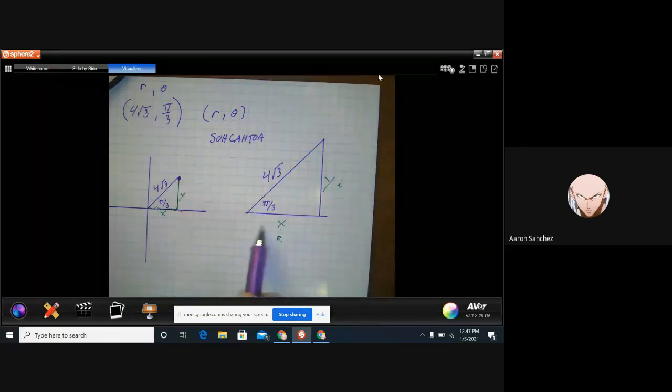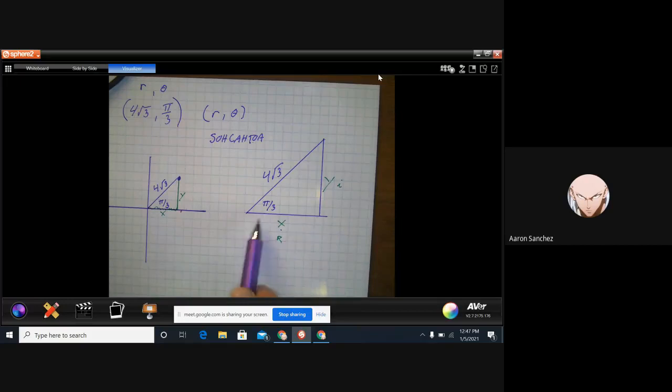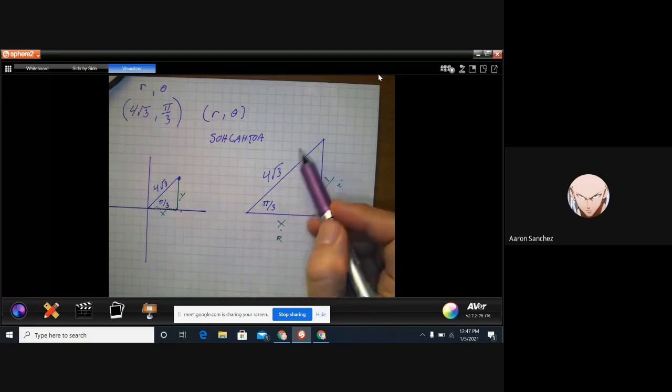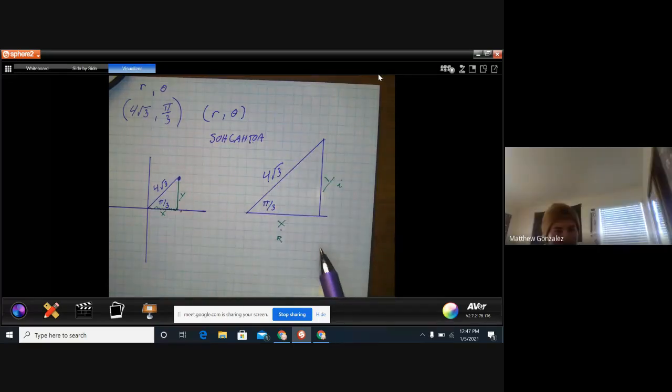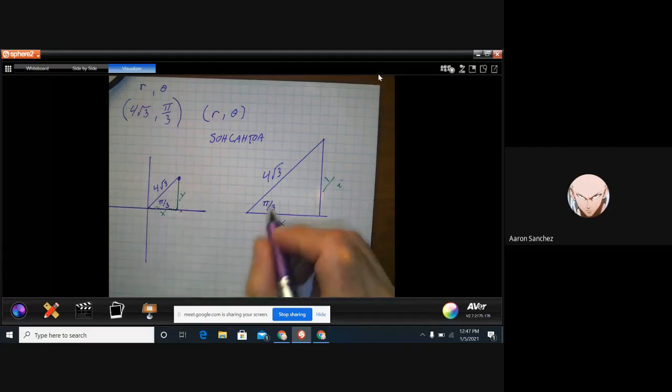Okay, so I'm solving for x. Matthew, you with me? Yeah. What side is this x compared to this angle right here: opposite, adjacent, or hypotenuse? Adjacent. Now, this is the one I'm given. What side is this? Hypotenuse. So what I'm going to use, adjacent, hypotenuse: sine, cosine, or tangent? Cosine. Very good.